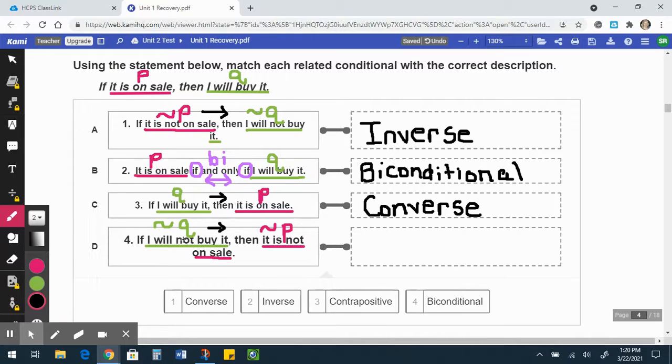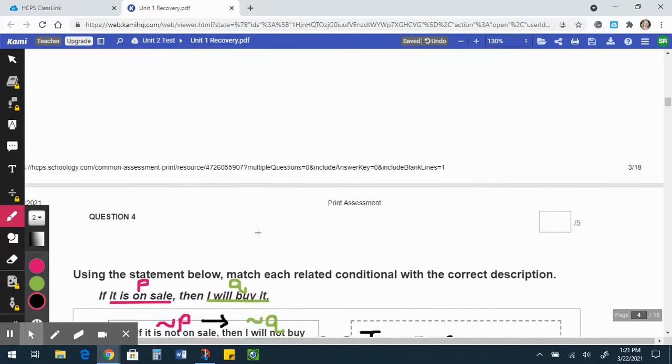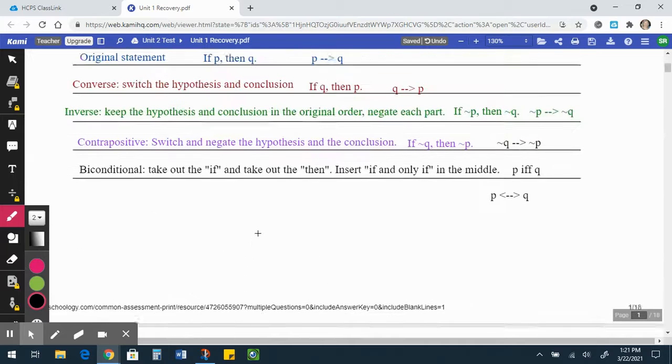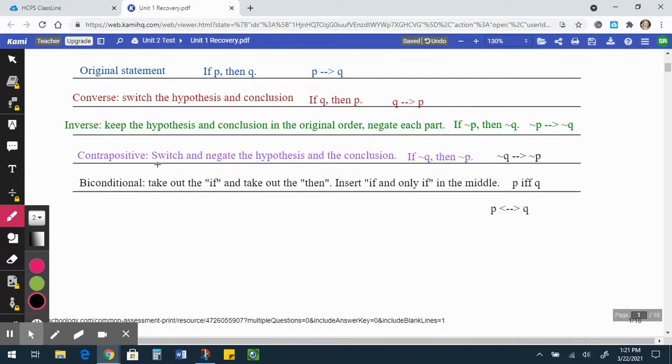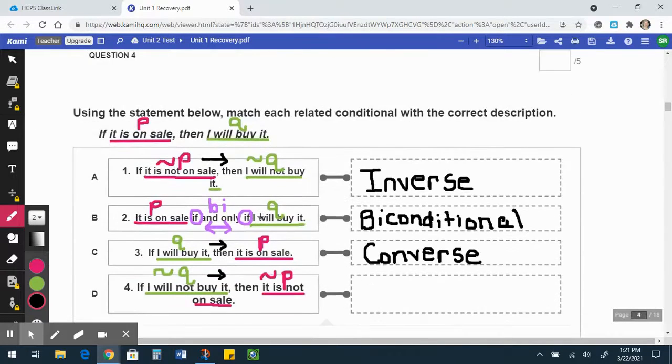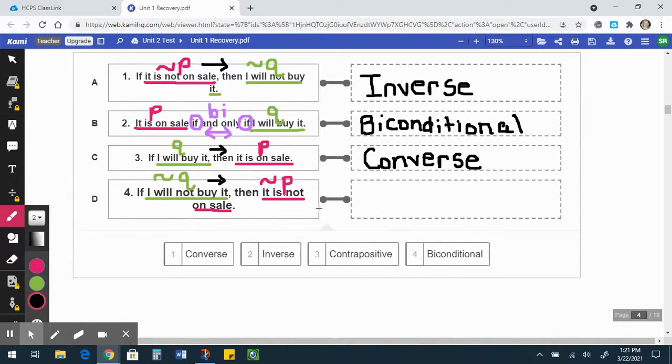So for this one, the Q and the P switched places with each other, and each part was negated. So let's go up and look. Which one is it when we switch and negate each part? Here we go. Switch and negate would be contrapositive. So D, or number 4, is contrapositive.